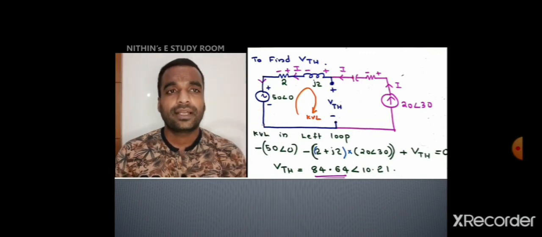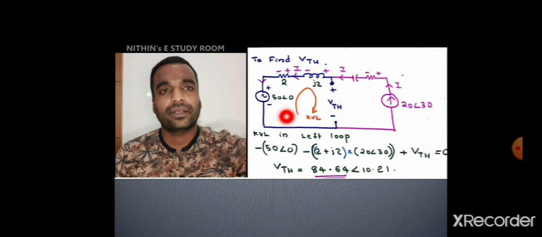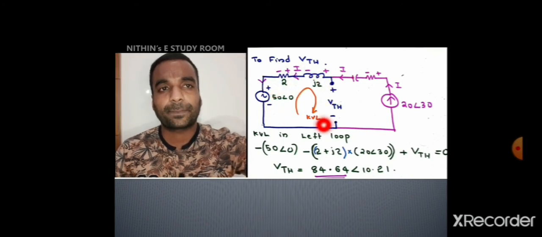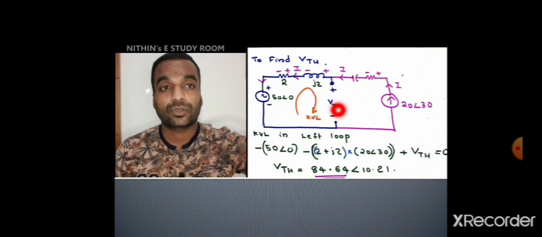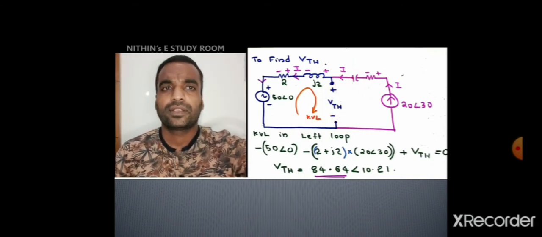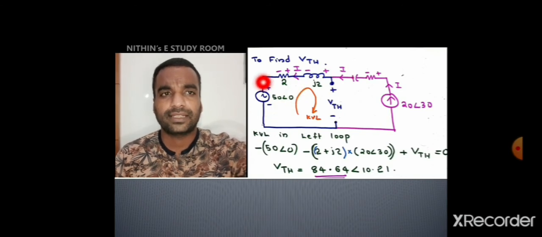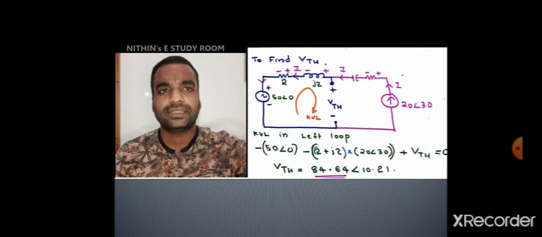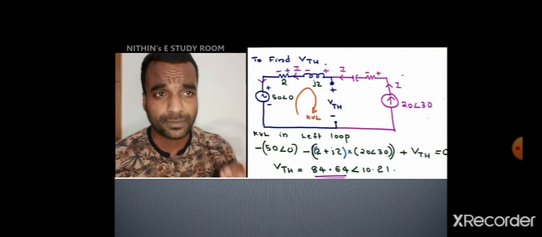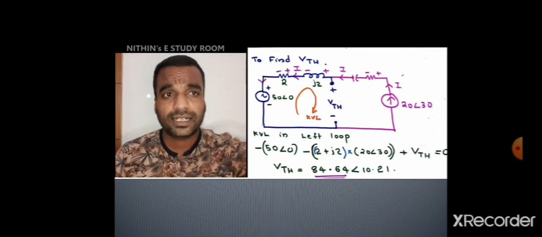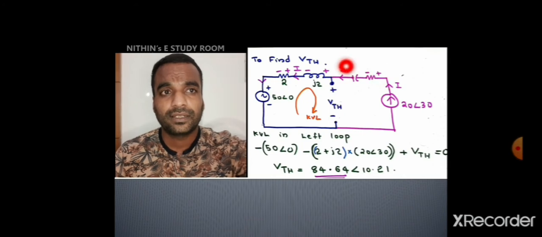Now we can make it as two loops. We can apply KVL in this loop, or here also. For the time being, I am applying KVL in the left side loop. Here you can see the plus or minus signs in the resistor, capacitor, inductor, etc. are marked based on current direction. As the current is coming from this side, this is the plus terminal, this is also plus, current is entering here, and this is also plus, current is entering here.